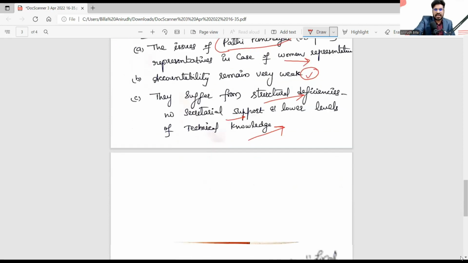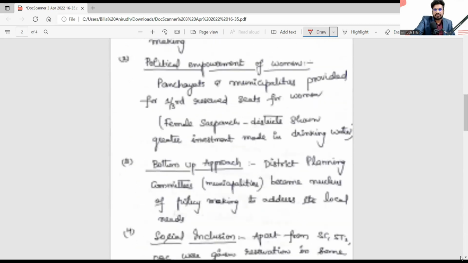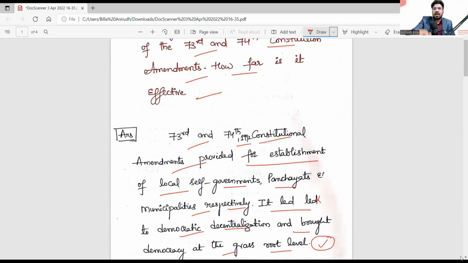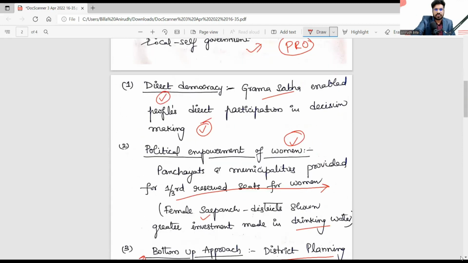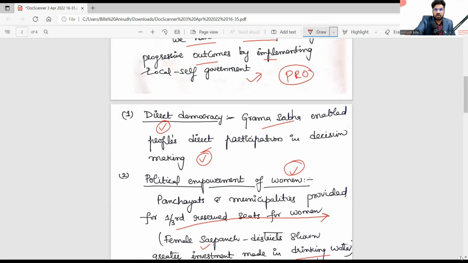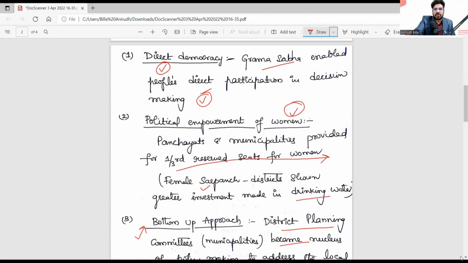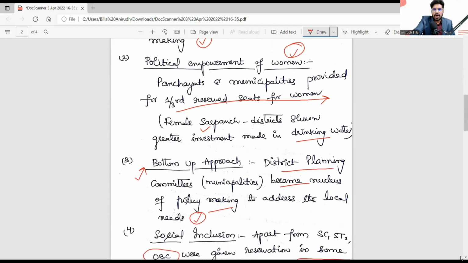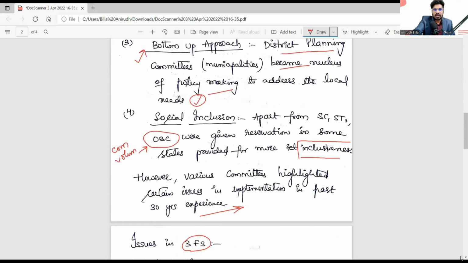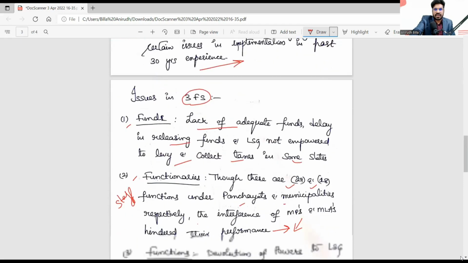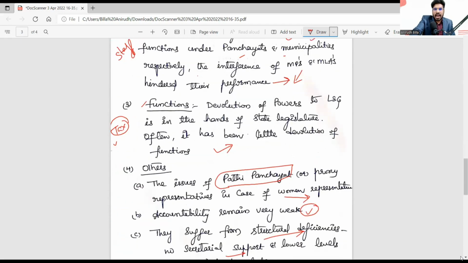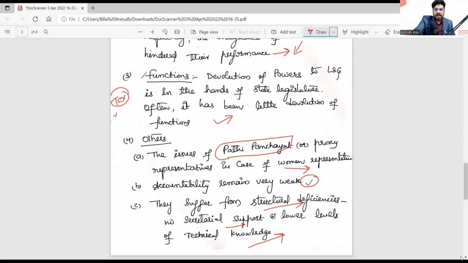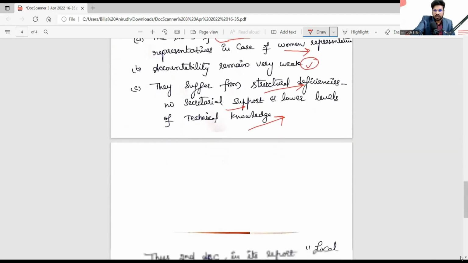So if we recap, just see what points we covered. We have written a perfect and brief intro. This intro you can use anywhere. Next, we have written the pros: direct democracy, political empowerment of women, bottom-up approach, and social inclusion. Still, we have some issues: the 3Fs, funds, functions, and functionaries, and other issues like Pati Panchayat, accountability, and structural deficiencies also.